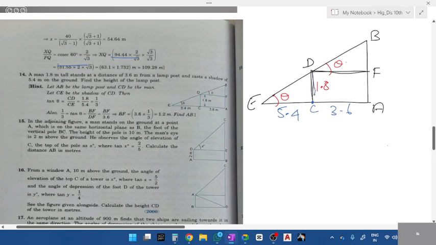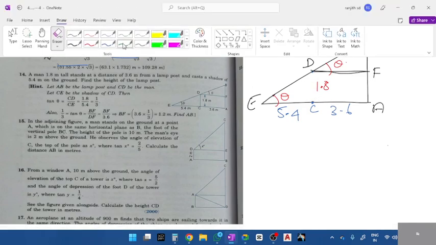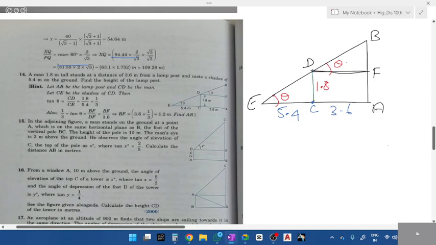Tell me, students. No, C is just a point. 1.8 meters. What do you mean by 1.8 meters? It is the length, right? So DC is man, right? DC is man. And 3.6 meters from a lamp post. He's standing 3.6 meters away. So where is the lamp post here? Which one is the lamp post? Yes, BA is the lamp post.